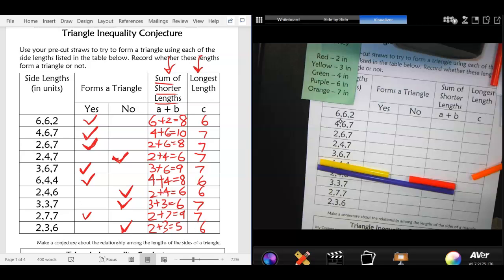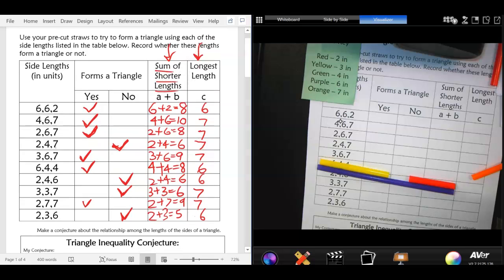Okay, let's look at these next two, or the next one. A plus B was less than C, that's a no, right? A plus B is greater than C, that was a yes. A plus B is less than C, that's a no, okay? So I want you to put in your own words, right there at the bottom where it says my conjecture.